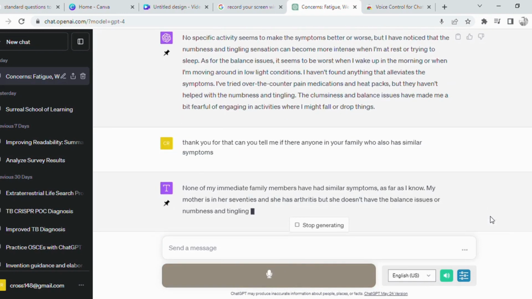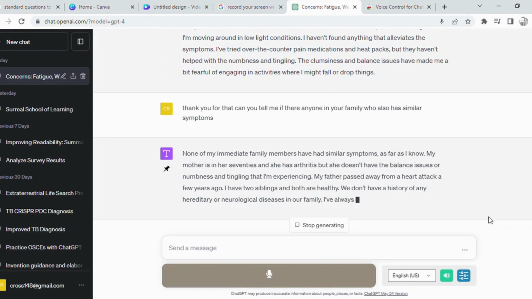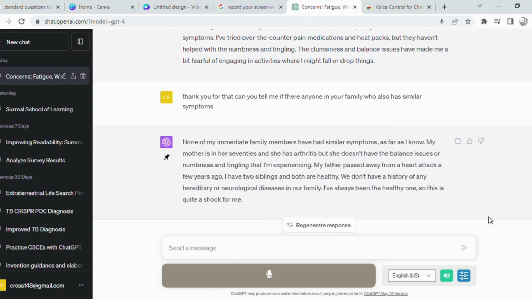None of my immediate family members have had similar symptoms, as far as I know. My mother is in her 70s and she has arthritis, but she doesn't have the balance issues or numbness and tingling that I'm experiencing. My father passed away from a heart attack a few years ago. I have 2 siblings and both are healthy. We don't have a history of any hereditary or neurological diseases in our family. I've always been the healthy one, so this is quite a shock for me.